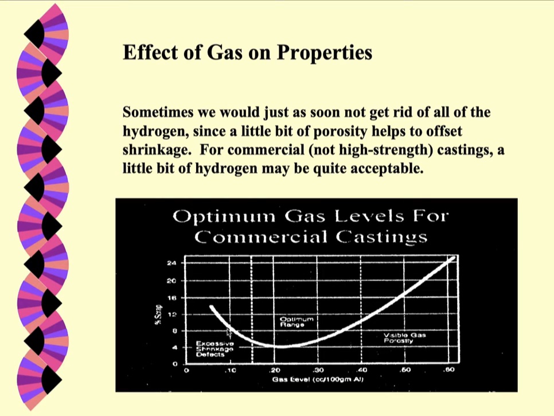As we go to too low of a gas level, this is the scrap percentage. The scrap percentage goes up because now we have shrinkage scrap. And then as we go to higher gas content levels, the shrinkage scrap goes down. But as we keep on going, eventually we get gas porosity that's going to cause a problem. You get big holes in your casting.